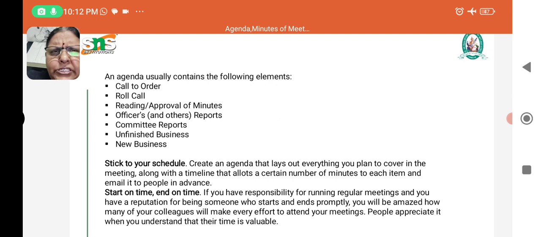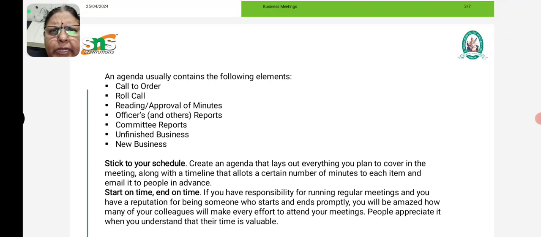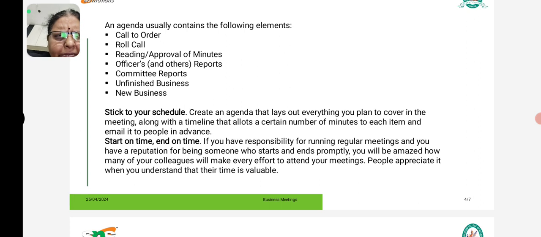So an agenda usually contains the following items: call to order, roll call, reading and approval of minutes, officers' and other reports, committee reports, unfinished business, new business. So stick to your schedule. Create an agenda that lays out everything you plan to cover in the meeting, along with timelines that allot a certain number of minutes to each item, and email it to people in advance.